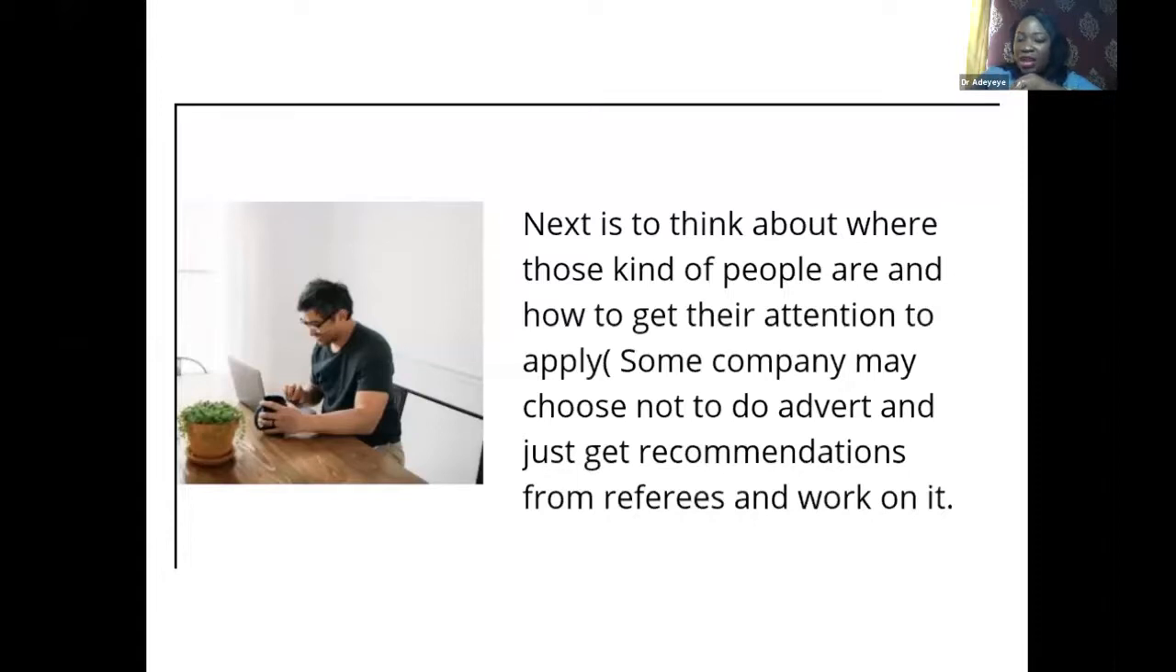The job, the kind of person you need, the job they will do, the qualifications they must have. Maybe it's gender specific, maybe there's a kind of soft skill they must have. All those things must be there.